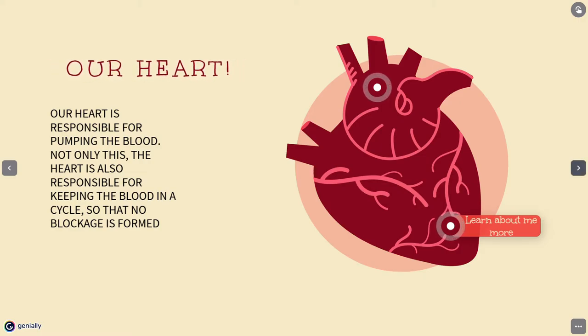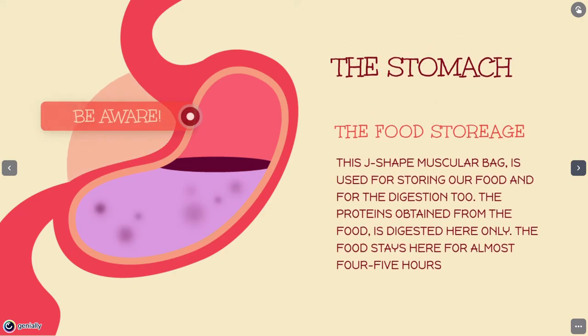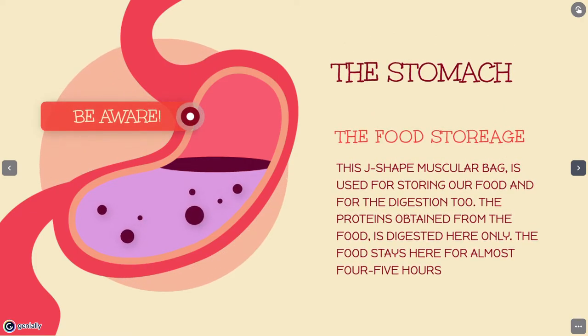So let's move on to the organs. The next organ is the stomach of the digestive system. So what is this for? It is a food storage bag, we can say, where food is kept. Actually not stored, but kept for 4 to 5 hours. Food stays in the stomach for around 4 to 5 hours. The stomach is a J-shaped thing. You cannot see it as a J, but it is actually a J-shaped muscular bag. It is made up of muscles, which is why it is called a muscular bag. And it is very, very important for digestion.